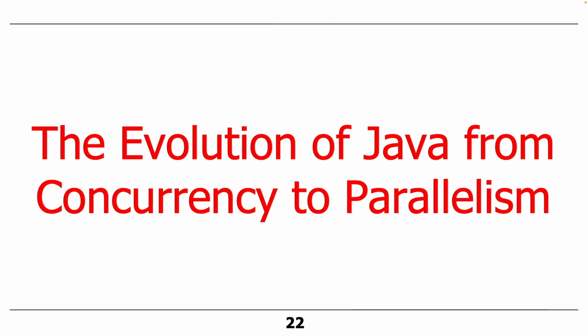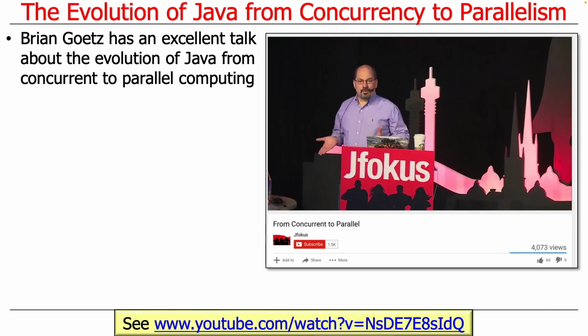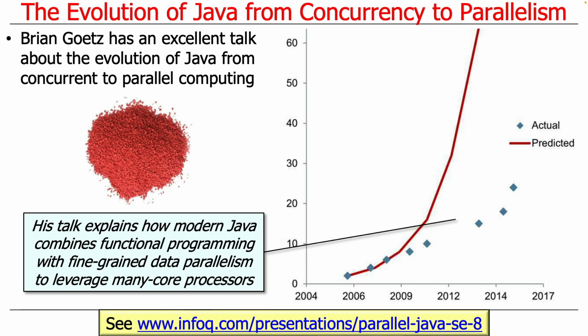So let's talk quickly about the evolution of Java from concurrency to parallelism. There's a great talk by Brian Goetz that talks about the evolution of Java from concurrent programming to parallel programming and parallel computing. You can see it here at this link. His talk explains how modern Java combines functional programming with fine-grained data parallelism from the fork join pool to leverage many core processors. Processors are going up and up and up in cores, but for a while, we really weren't getting the speed up that we would have expected because we didn't have a good programming model. So data parallelism is one way to fix that particular glitch.